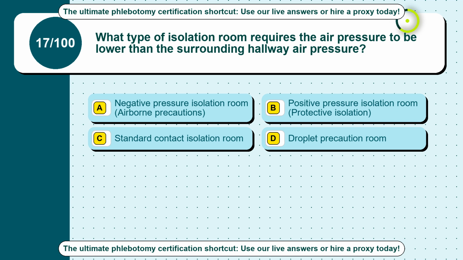Option A, negative pressure isolation room, airborne precautions. Option B, positive pressure isolation room, protective isolation. Option C, standard contact isolation room. Option D, droplet precaution room.